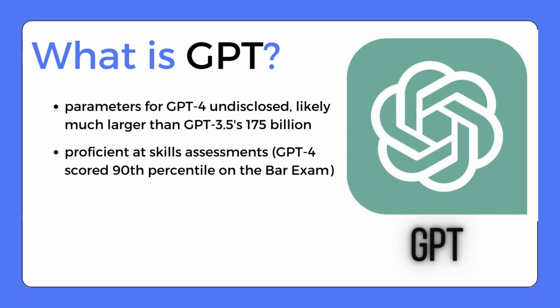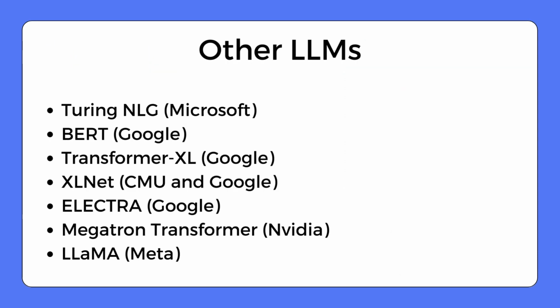GPT is a powerful tool that can be used for a variety of tasks, including generating text, answering questions, translating languages, and much more. In addition to what we discussed so far, there are other LLMs that are transforming how we look at AI and are helping shape the future of the field. Let's briefly review some of them. The first one is Turing NLG by Microsoft, a large-scale language model trained on diverse internet text that is capable of writing coherent paragraphs and even whole articles.